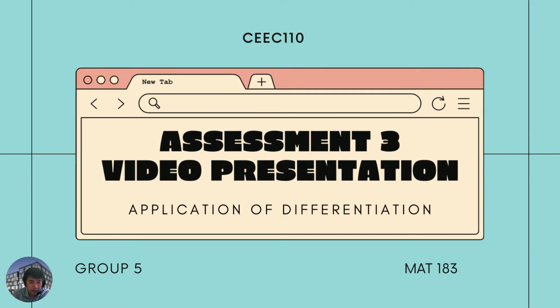Assalamualaikum. My name is Tengku Haris from Faculty of Engineering, campus Pasir Gudang. For this assessment, we from Group 5 have chosen application of differentiation in engineering field.